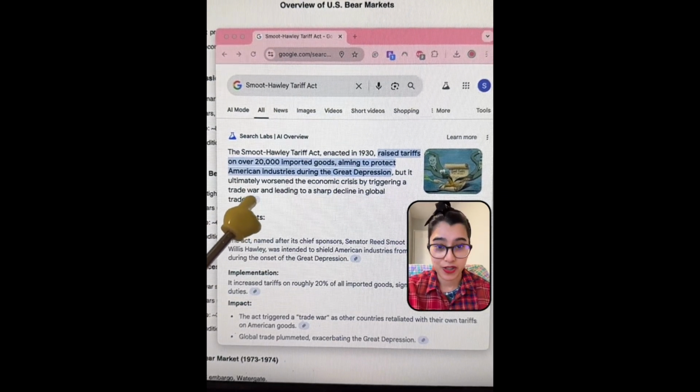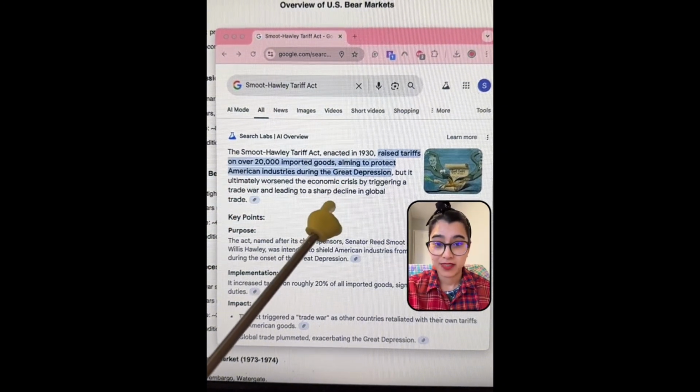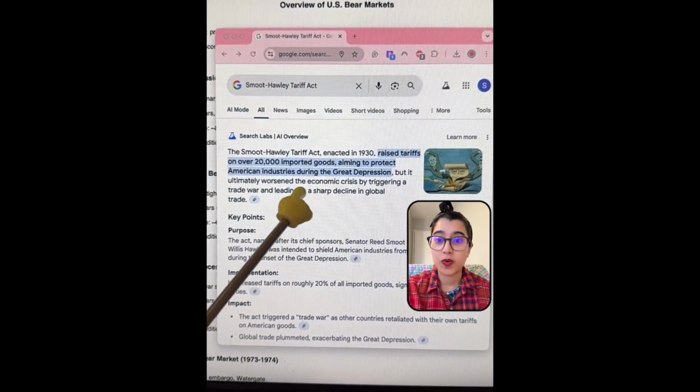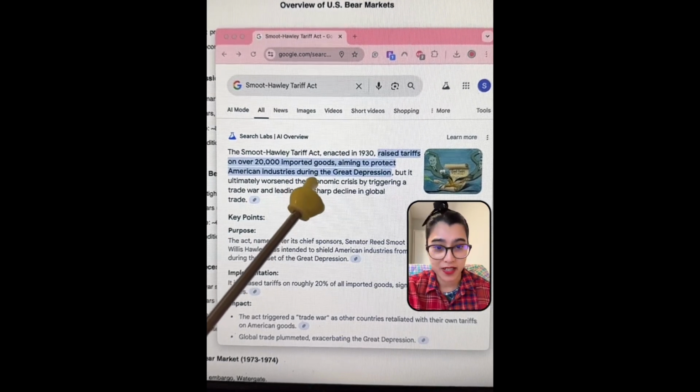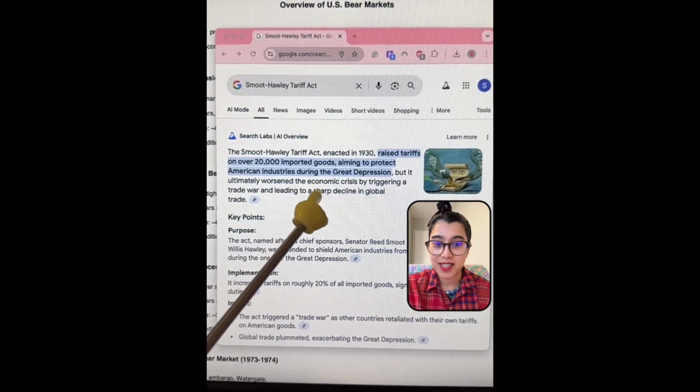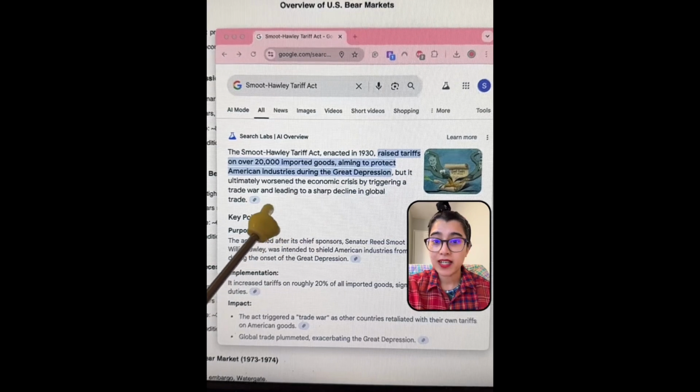In the Great Depression, tariffs were raised on over 20,000 imported goods. It was done to protect American industries, but instead it backfired, and the economic conditions worsened because of that. And what happened? It led to a trade war and a sharp decline in global trade.